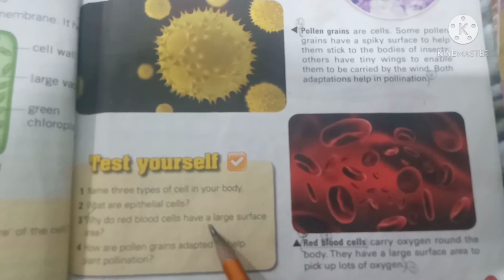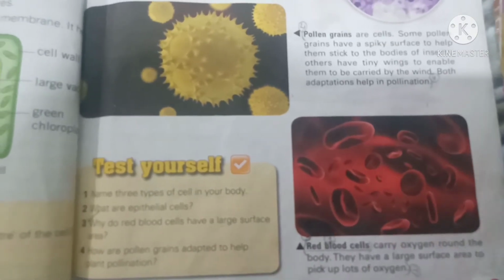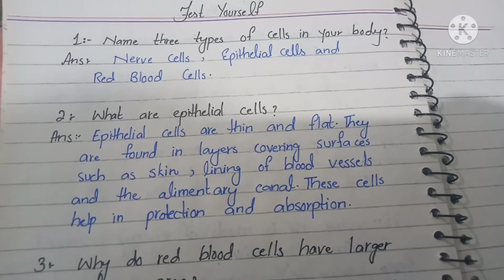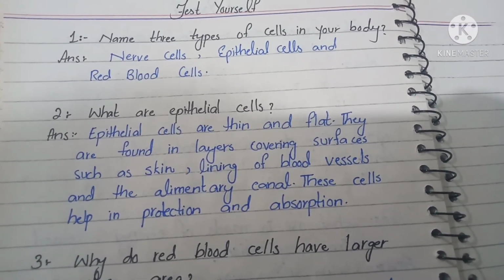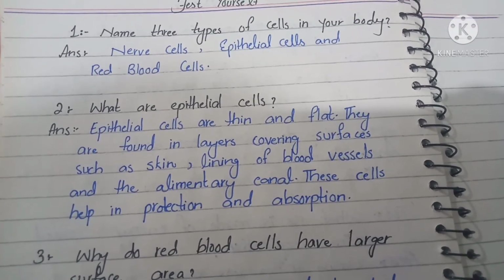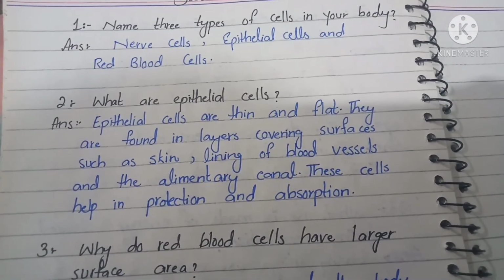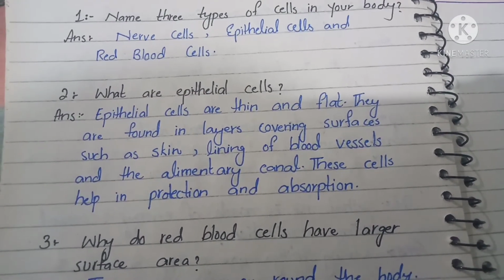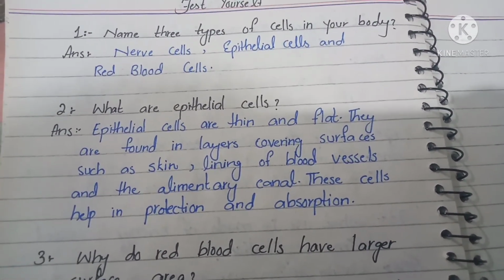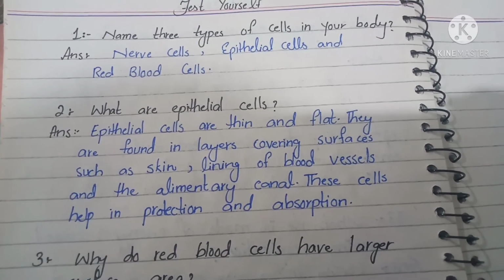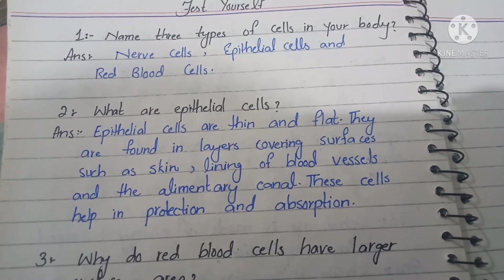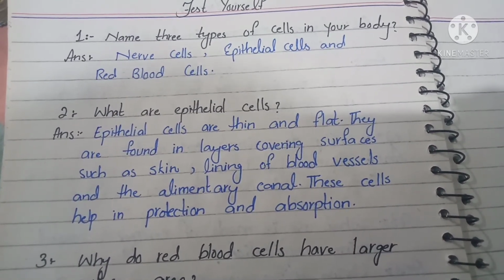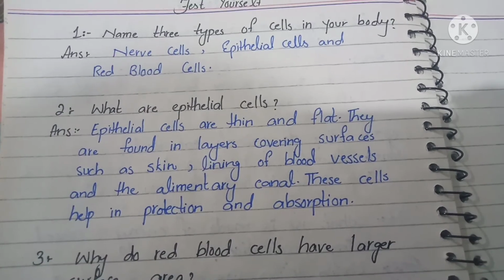Now students, let's come towards the test yourself of this topic. Question number 1 is, name 3 types of cells in your body: nerve cells, epithelial cells and red blood cells. Second one is, what are epithelial cells? Epithelial cells are thin and flat. They are found in layers covering surfaces such as skin, lining of blood vessels and the alimentary canal. These cells help in protection and absorption.